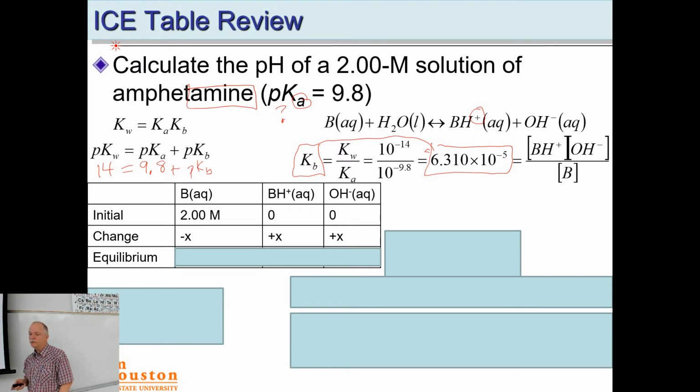So then we make an assumption that this is not a very strong base, and so very little of it is protonated. It's an organic molecule. It's not a super strong base, and so very little of it actually shows up on the right. And so when we subtract a tiny little X from our 2.00, we don't notice that any's gone.